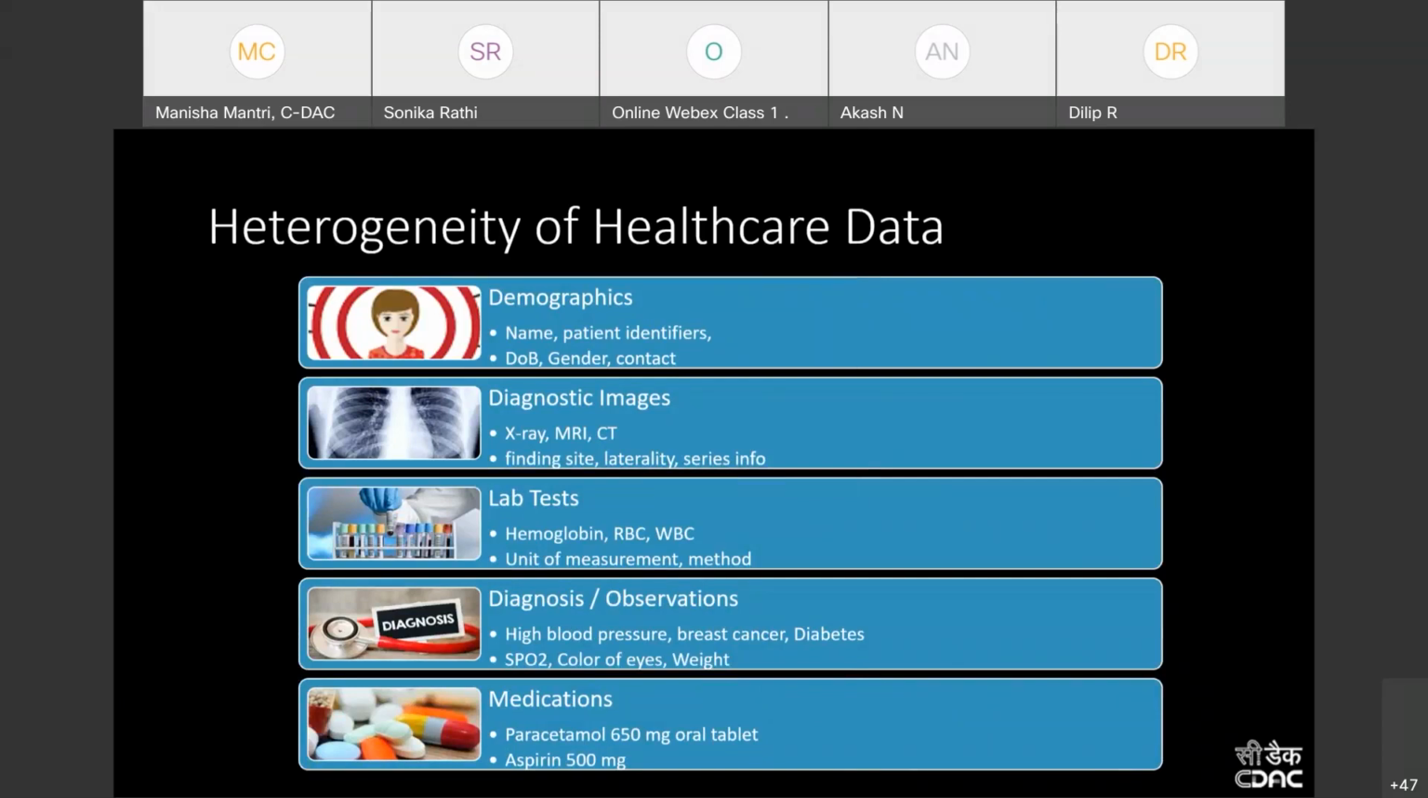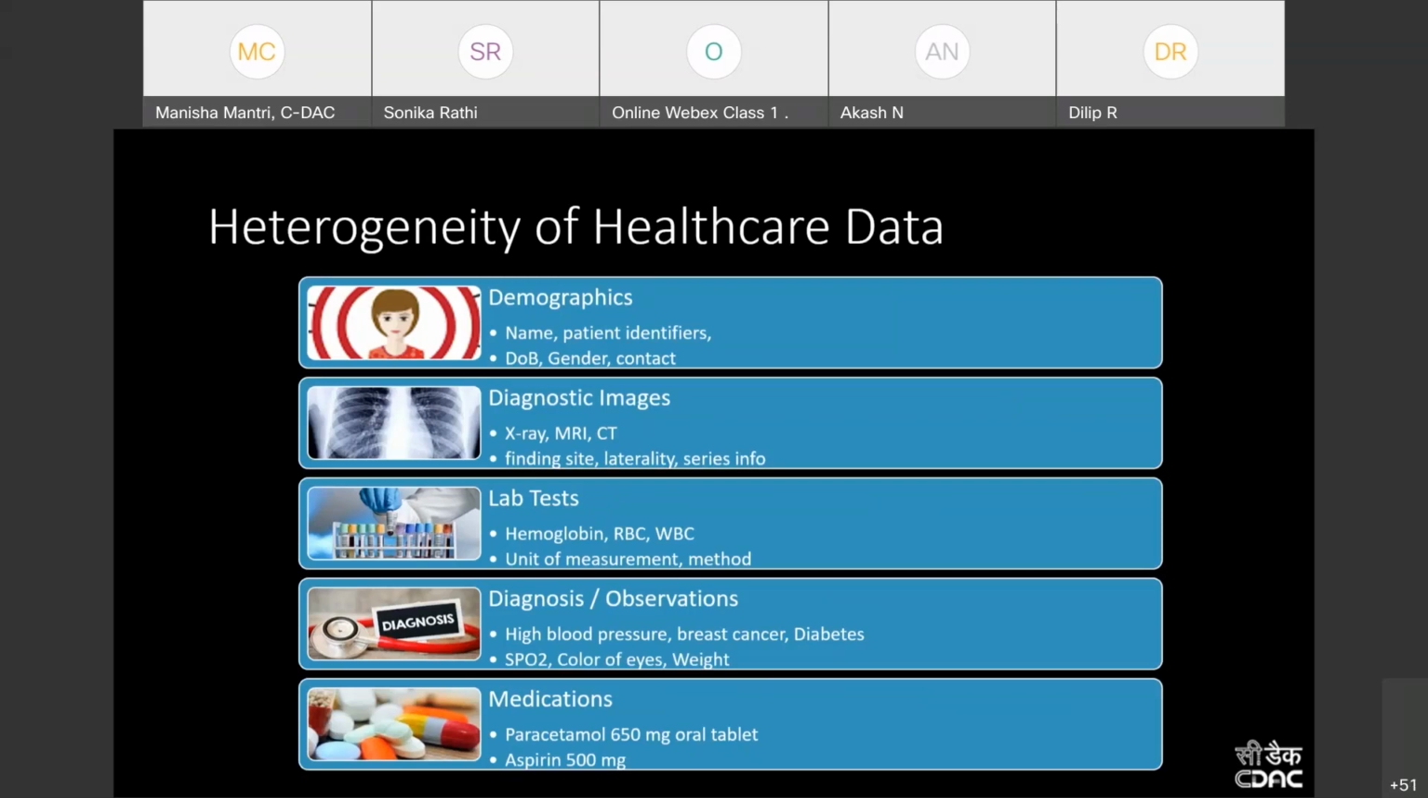When we see healthcare data, we have patient demographics as a completely different health record type, where we capture patient-related demographic parameters. We have diagnostic images like X-ray, MRI, and CT scan, where we capture a lot of information about the finding site, the laterality of the diagnosis, the information of the series, and so on. And in laboratory and test reports, we have a completely different type of record, with completely structured data capture, putting in all the values, the numbers, where the unit of measurement and the method of measurement are very important when we talk about hemoglobin, RBC, WBC count, and so on.